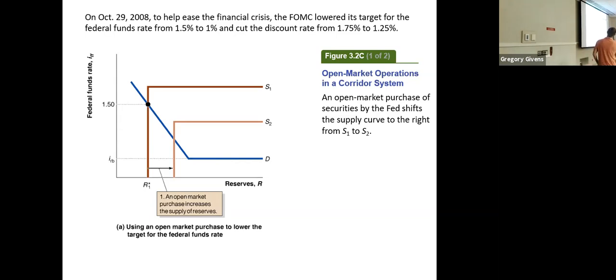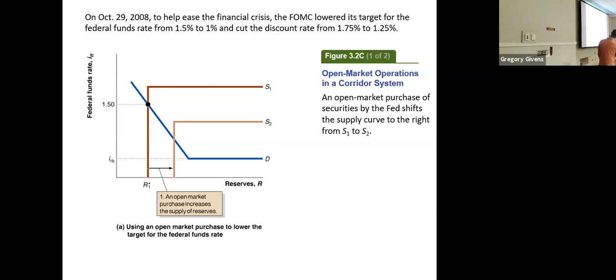On October 29th, 2008, right as we were starting to enter into the financial crisis, to help ease the economy, the FOMC lowered its target for the funds rate from 1.5% to 1%. It simultaneously cut the discount rate from 1.75% to 1.25%. This is a big move. Usually when the Fed changes its funds rate target, it does so in 25 basis point increments. So whenever it does it in a 50 basis point increment, that's usually a rather large change in monetary policy, okay?